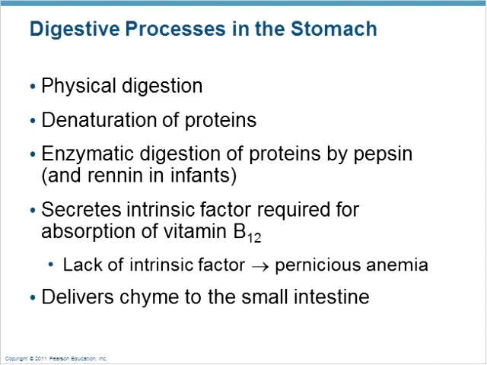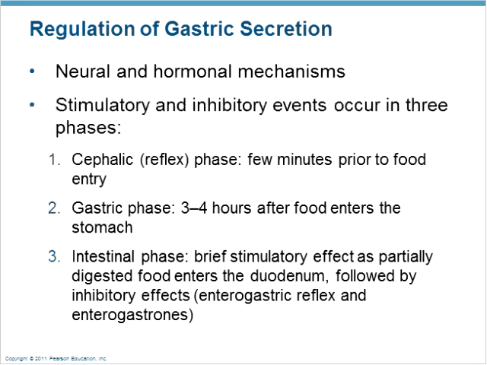For the digestive process in the stomach, there's physical digestion and a denaturation of the protein. There's enzymatic digestion of protein by pepsin, and rennet in infants, and the stomach also secretes an intrinsic factor required for absorption of B12. A lack of intrinsic factor results in pernicious anemia because you have no B12 within the body. And it delivers the chyme, the food that's been churned up, to the small intestine via the pyloric valve.